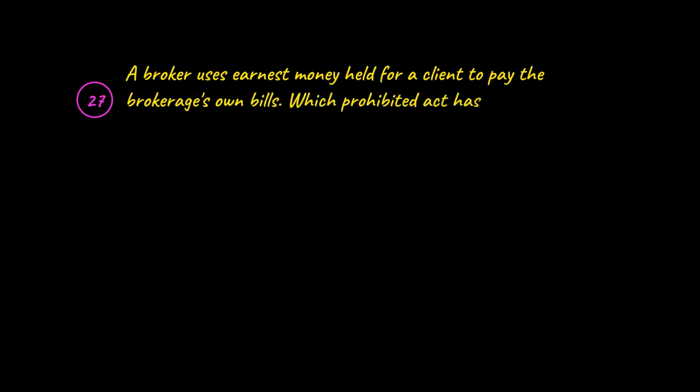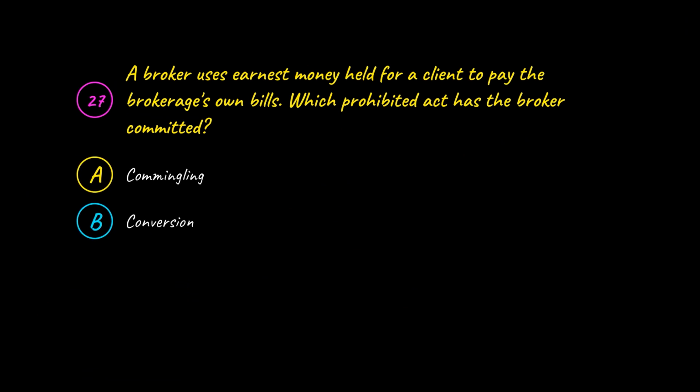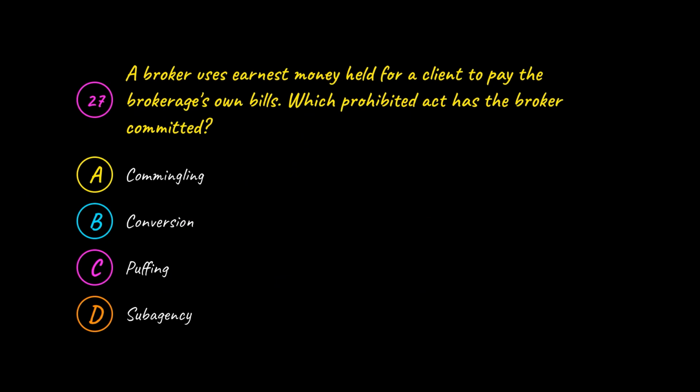Question 27. A broker uses earnest money held for a client to pay the brokerage's own bills. Which prohibited act has the broker committed? Your options are A. Commingling, B. Conversion, C. Puffing, D. Subagency. Before I reveal it, which one do you think is right?